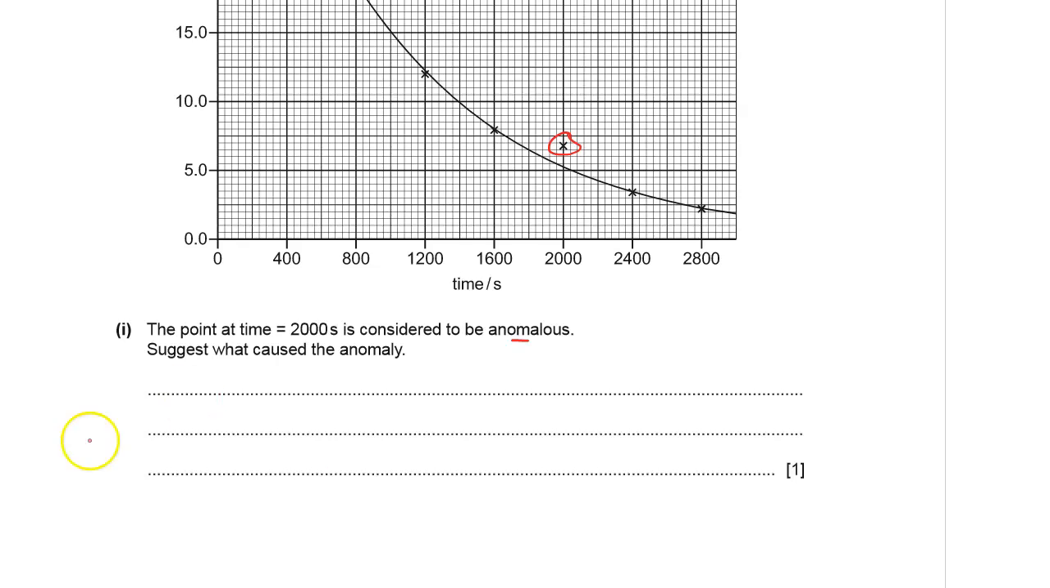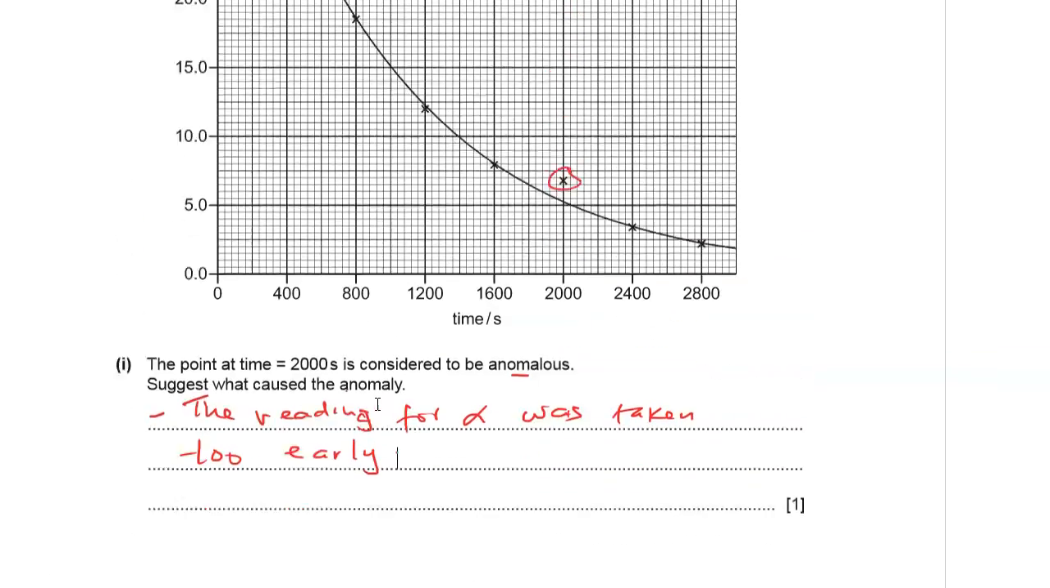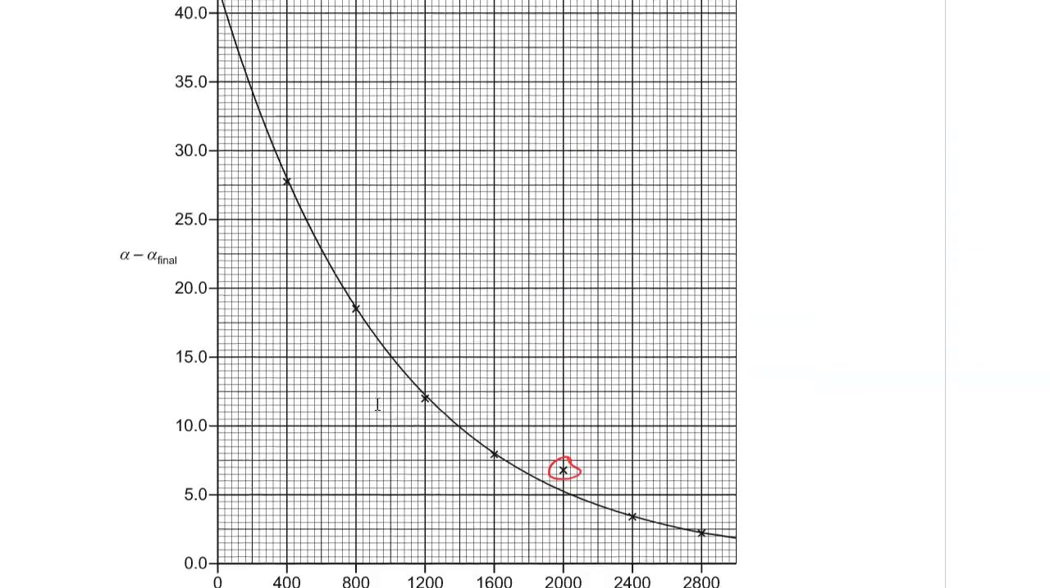Of course, this could have been due to the reading for alpha being taken too early. That could be the cause of that anomaly right there. Okay.